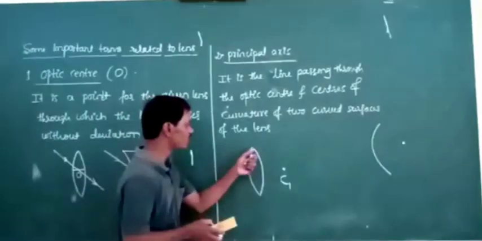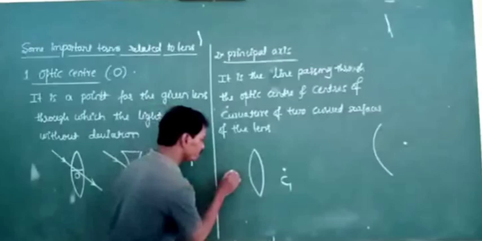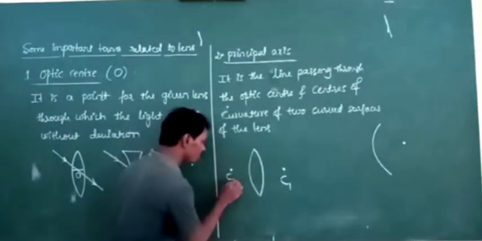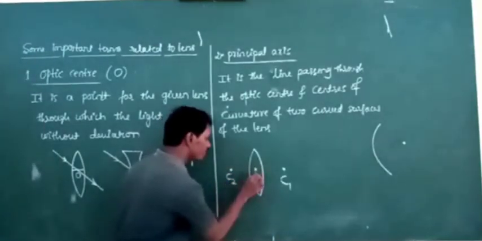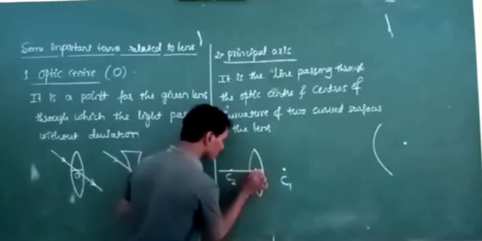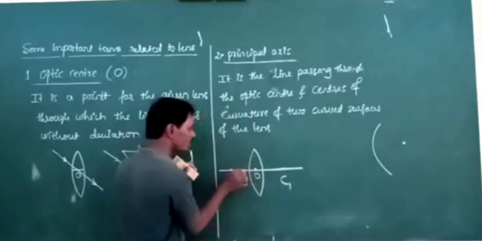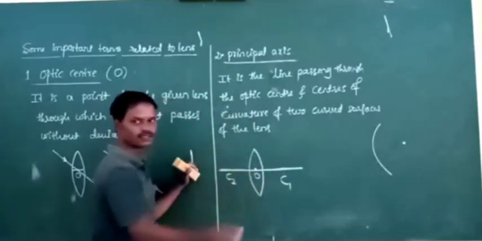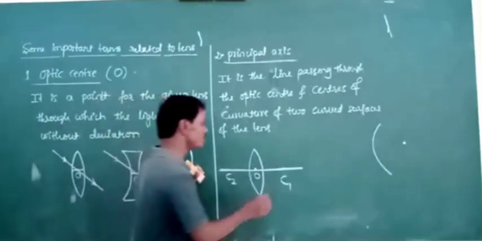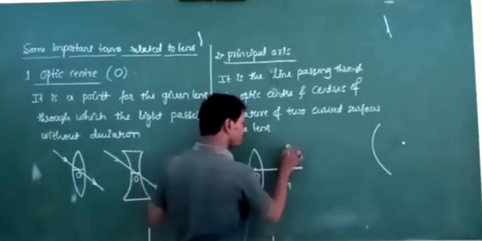Then what is the center of curvature of the second surface? That is at the left side. Then it is C2, and this is the optic center of the lens. The line passing through the optic center and the centers of curvature of the two curved surfaces of the lens is called the principal axis. It is called principal axis.